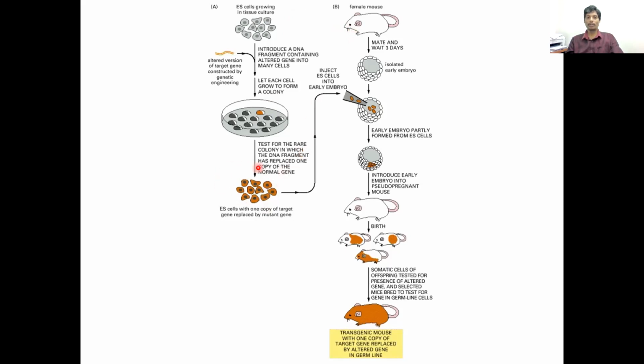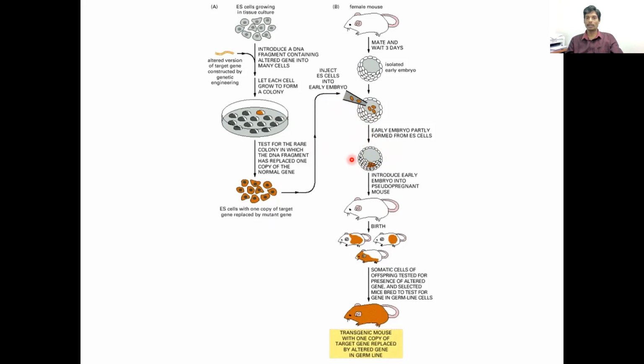So using cryopreservation, some of the cells you can preserve, and some you can introduce into, here again, a different mouse. You have to take a female, mate with a male, and after 3 days take the embryo, which is at the blastocyst stage. At this stage, you collect the blastocyst and introduce the engineered embryonic stem cells into the inner cell mass.